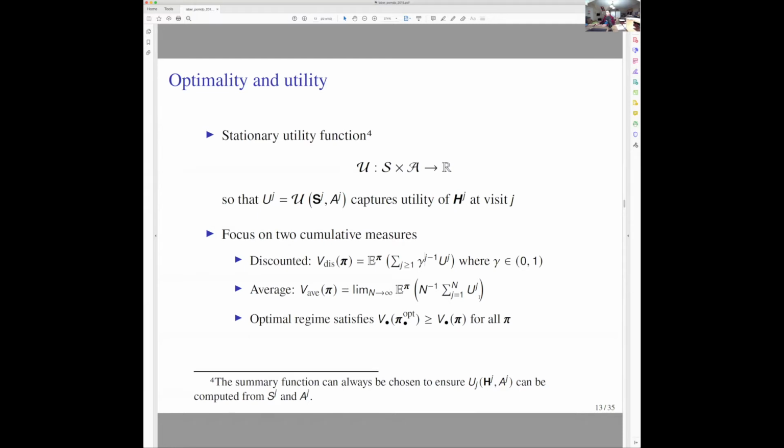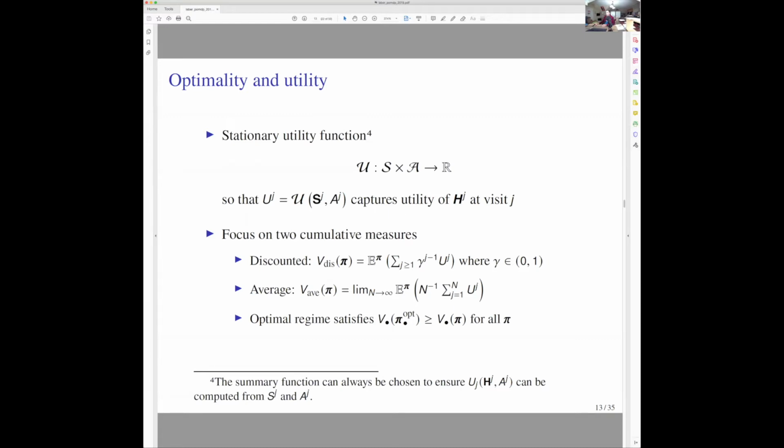And so here, you're just looking at long-term average performance of the utility, whereas in discounted, you're sort of upweighting near-term utility relative to future utility. And an optimal regime in terms of either criteria maximizes these V functions, these value functions. So pi opt will give you the largest value of V relative to any other pi. And so I will sometimes put these little black dots in place of either DIS or AVE to indicate that we're referring generically to either one of these two criteria.